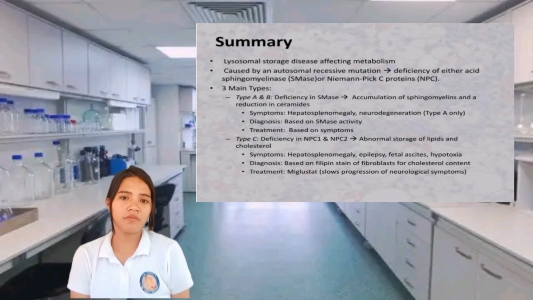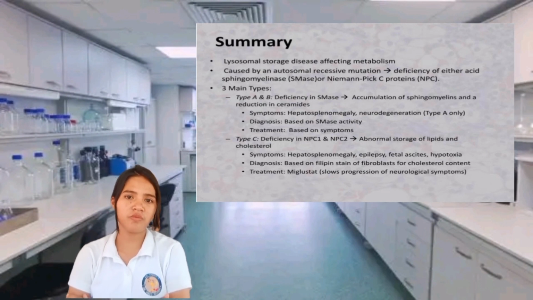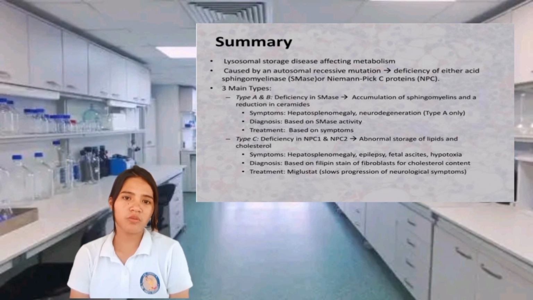In type A and B, there is a deficiency in ASMase, which means an accumulation of sphingomyelin and a reduction in ceramides. The symptoms are hepatosplenomegaly and neurodegeneration, type A only, and the diagnosis is based on ASMase activity. The treatment is based on the symptoms.